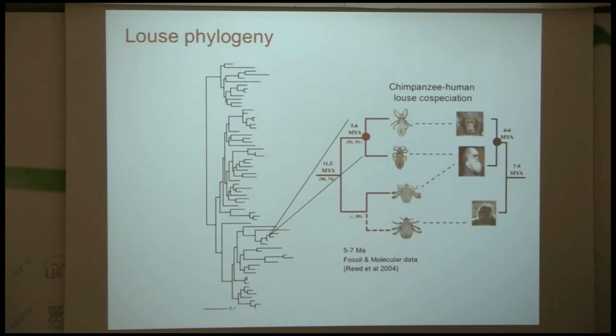But we only have one fossil calibration, but we can also take advantage of the fact that we know a lot about bird and mammal history and how old different bird and mammal groups are. So chimps and humans share a genus of louse, and we know chimps and humans diverged about 4 to 6 million years ago, and so did their lice. And so we can use knowledge of this date to put a calibration point on this date.